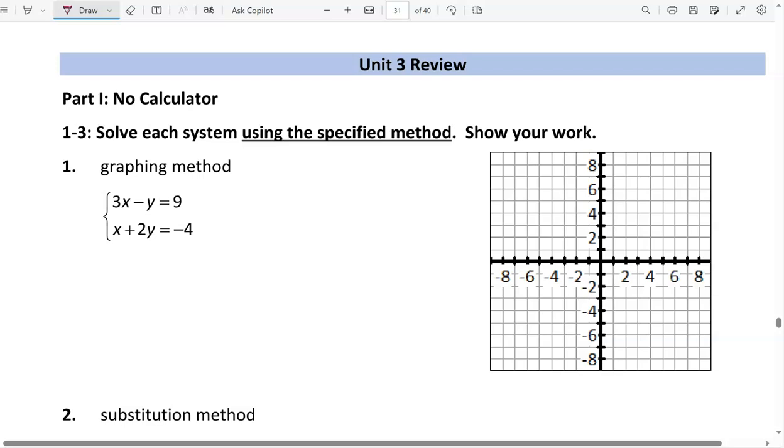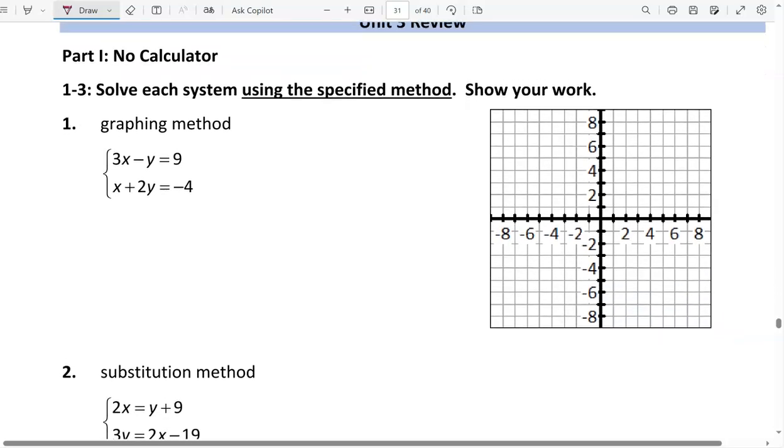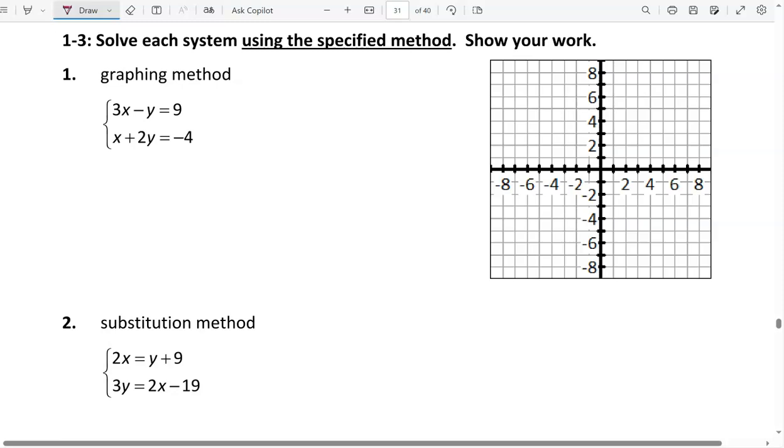This is a video walkthrough for the Unit 3 review Part 1, which is the non-calculator part. In numbers 1 through 3, we're asked to solve the system using the specified method. Make sure that you know which specified method to use.